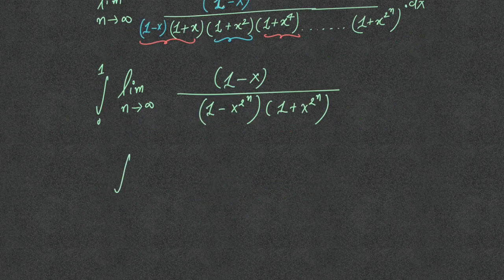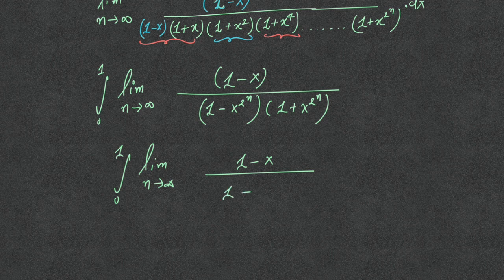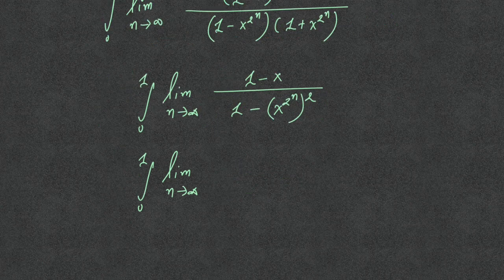And finally we have the integration from 0 to 1, limit n tends to infinity, 1 minus x whole divided by, now this denominator is again a minus b into a plus b kind of thing, so it becomes a square minus b square, so it becomes 1 minus x to the power 2 raised to power n, whole square. In the next step we get 1 minus x whole divided by 1 minus x to the power 2 raised to power n plus 1.